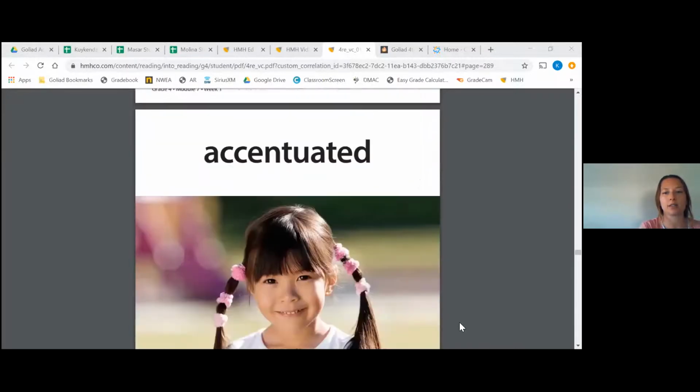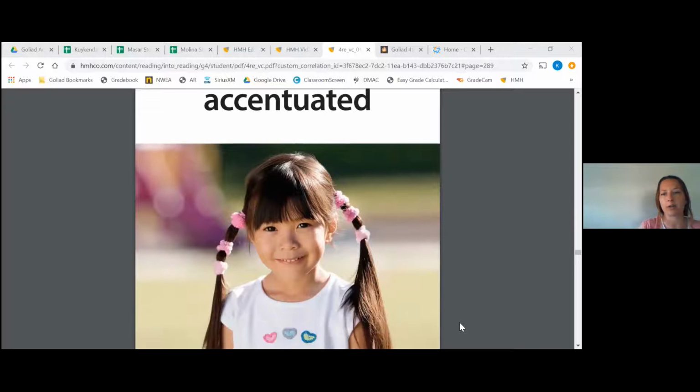Next, we have accentuated. What is our word? Accentuated. What's happening in the picture?